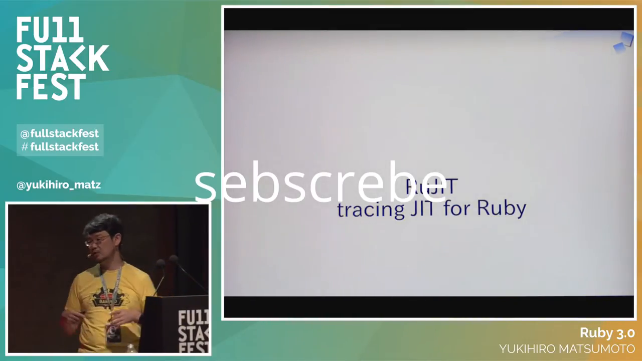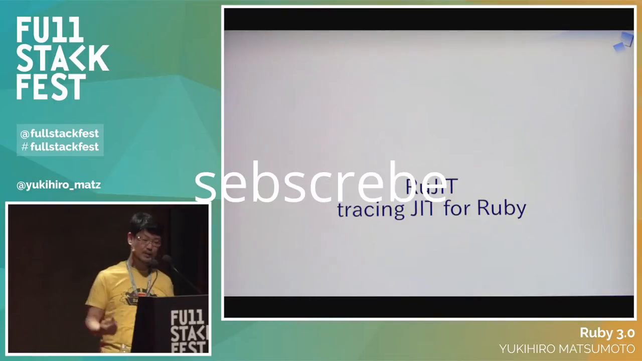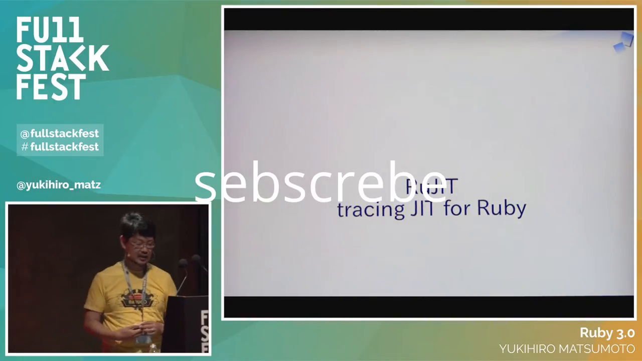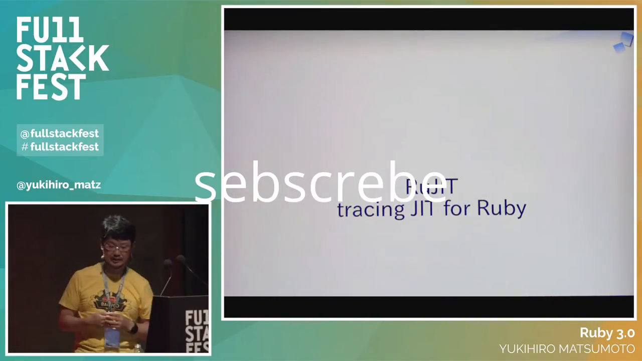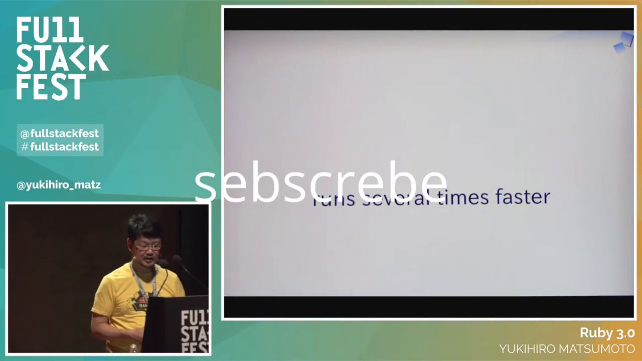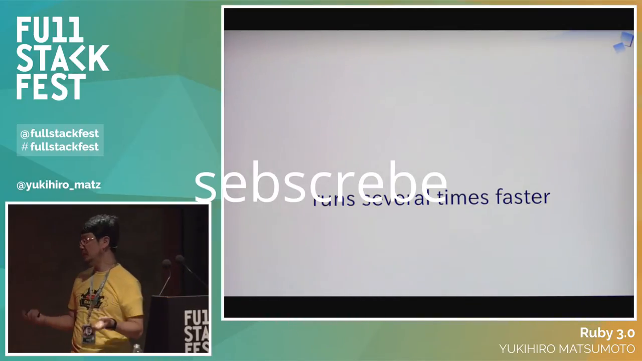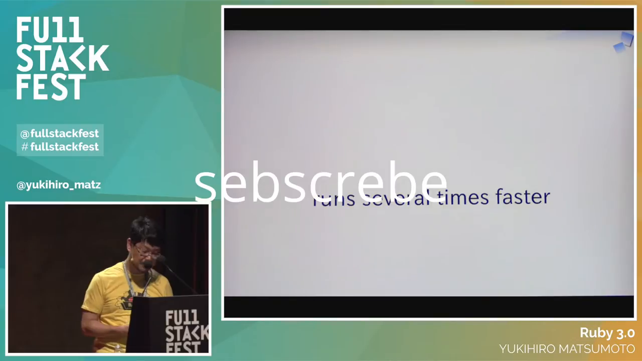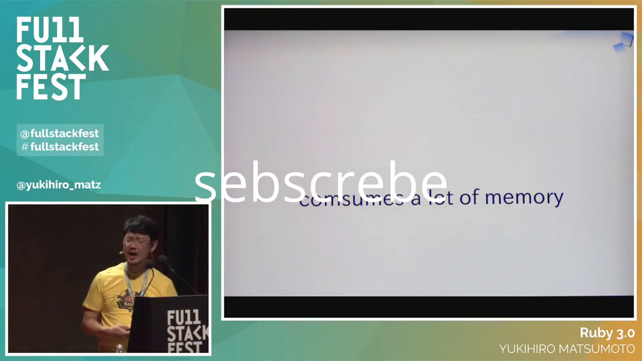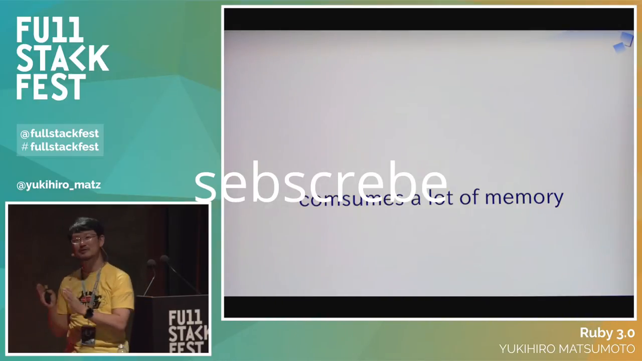The Ruby Association, the organization behind helping maintenance and development of the Ruby language, gave the grant to develop this RuJIT. Then we found out that using RuJIT, Ruby runs several times faster for many benchmarks, many micro benchmarks, I mean. But it consumes a lot of memory at the same time. For example, the tracing JIT compiles the trace. I don't think I can explain it correctly. Ask somebody.